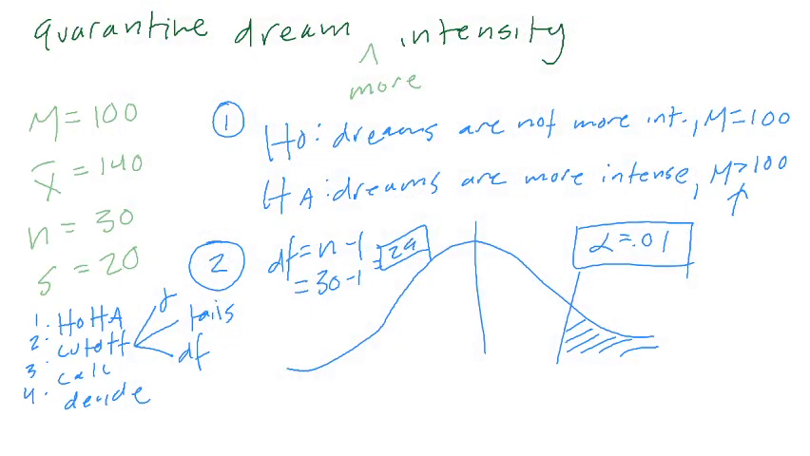2.462. Let me write that down. Let me get a different color too. 2.462. All right, that's the t-value that we need to exceed in order to say that there's a significant difference in our sample compared to the population.